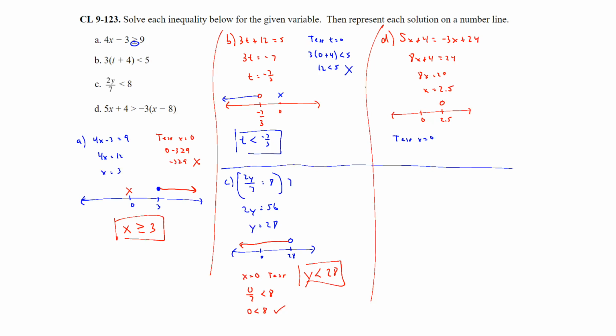And if we test 0, we will get 0 plus 4 is greater than negative 3 times 0 minus 8. And that'll be 4 is greater than negative 3 times negative 8. So is 4 greater than 24? No, it is not. So 0 is not part of your solution. So values to the right of 2.5. So we would want all x values greater than 2.5 as our solutions.